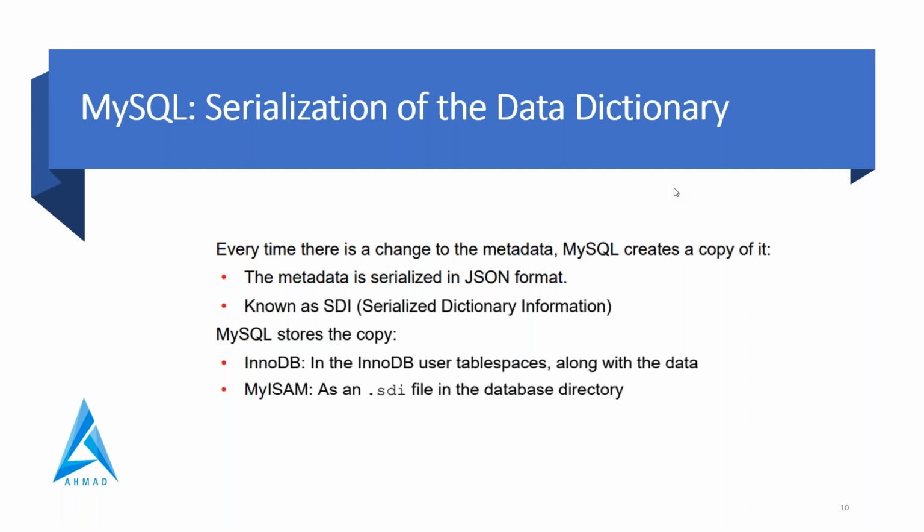Because why am I telling this? If you don't know about these things, how can you manage the metadata and the user data, because you don't know where your user data is actually stored. So MySQL 8 provides crash safety by serializing the metadata whenever it changes. The output of this is in JSON, that is JavaScript Object Notation format.